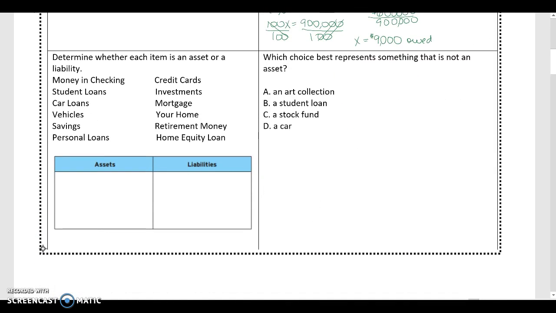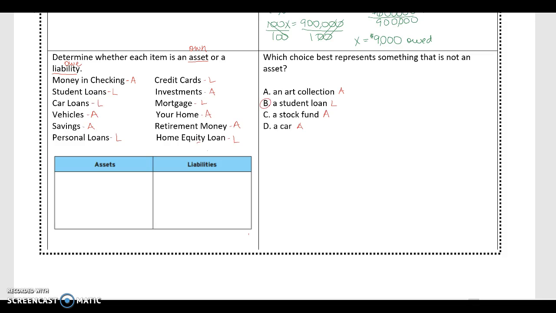All right, so the next part that we're going to look at is assets versus liability. So if you remember, an asset is something that you own, and a liability is something that you owe. So you owe money for. So for example, an asset would be money in your checking account, right? A liability would be student loans. So go ahead and fill out the table and answer this question while you have the video paused.